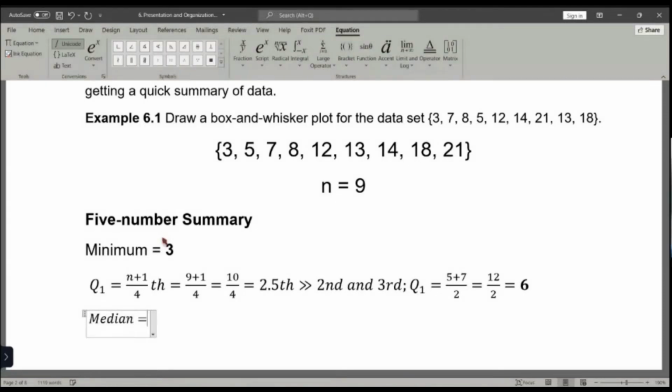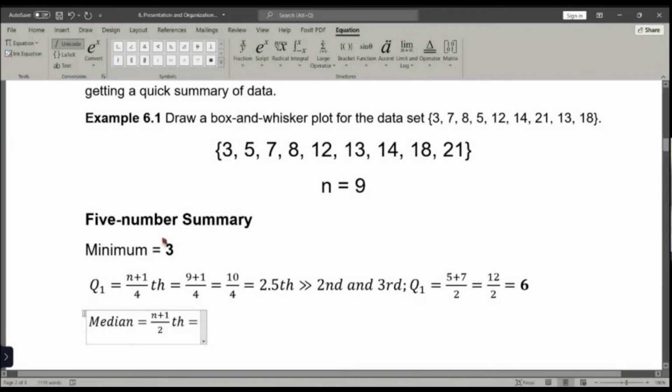Next, the median. To locate the median, we can use the formula n plus 1 over 2. Since we are based from two equal divisions, 50% below, 50% above. So we are dividing the distribution into exactly half. Okay, exactly half.